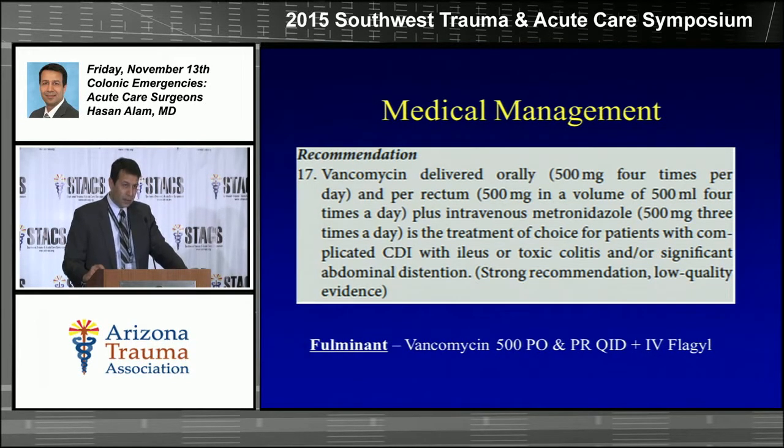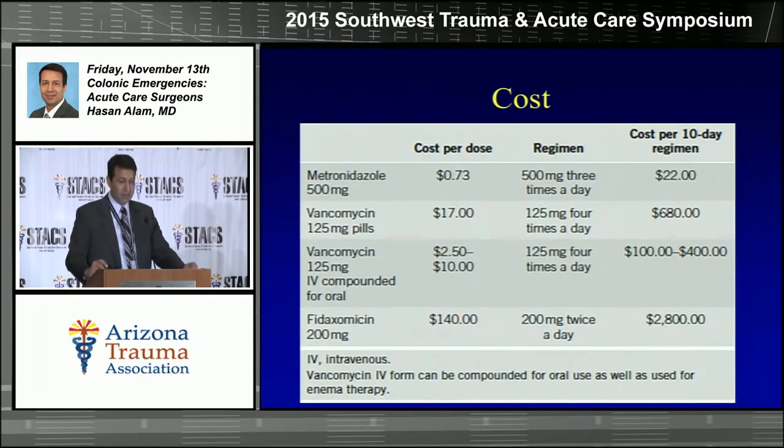How do they correlate to each other in terms of cost? Just to get an idea, Flagyl is dirt cheap. For a 10-day course, it's like $20 or so. Then you come down to vancomycin, the cost goes up, but it's still fairly cost-effective. And then the newer drugs like fidaxomicin are much more expensive, about $3,000 to $4,000 for the whole treatment. That's why it's not generally given for a first episode. It's given for recurrent or relapsing C-diff colitis or somebody who cannot take vancomycin for whatever reason.